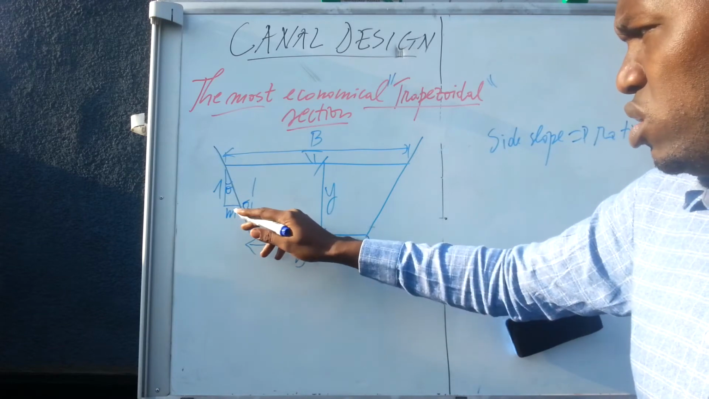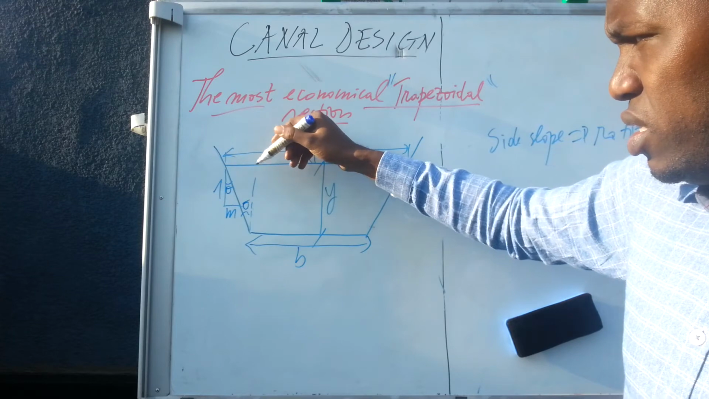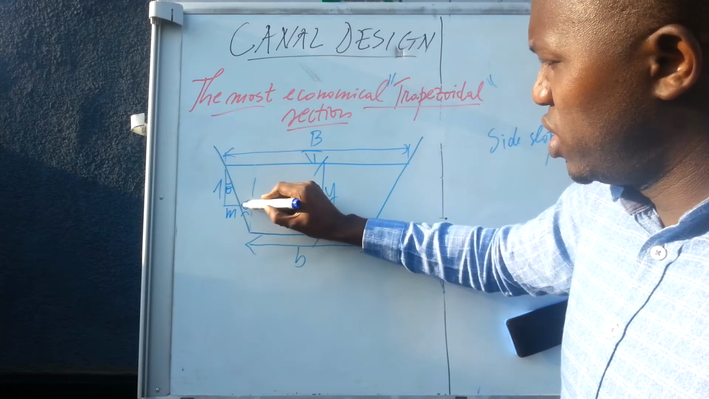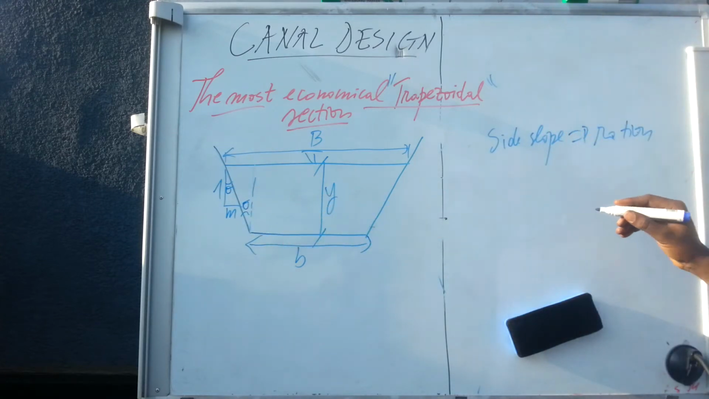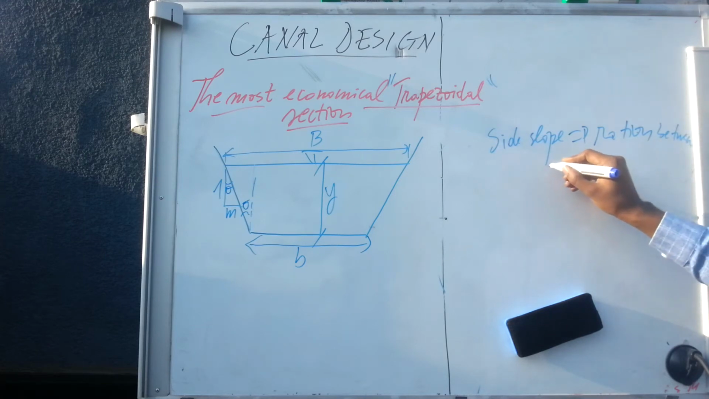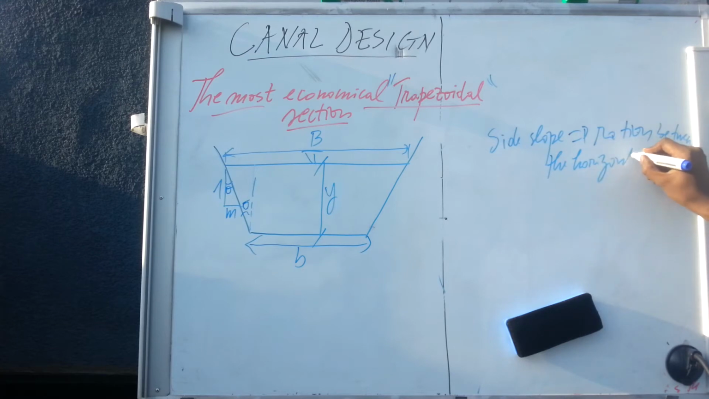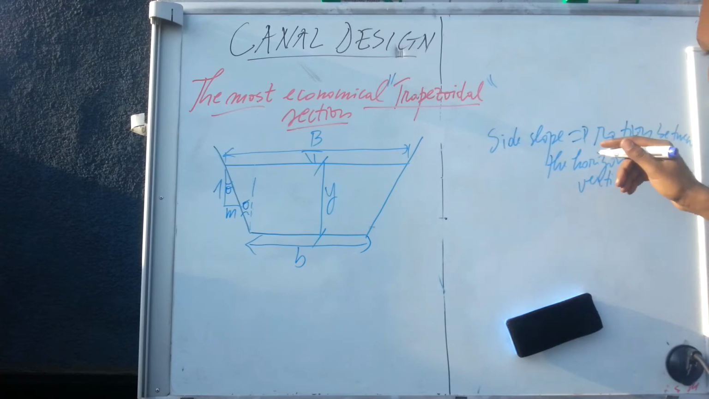The ratio between these distances. If you wanted to get this angle, you can take the horizontal over the vertical, the ratio between the horizontal and the vertical.